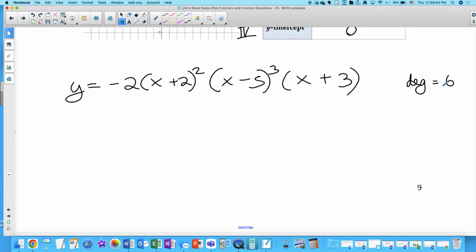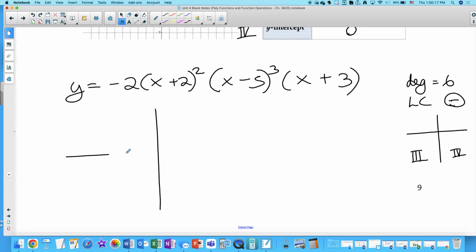Leading coefficient? Negative. Yes. So that is going to, it's even, negative leading coefficient. It's going to start here and here. Okay. I'm not even going to worry about my y-intercept. I guess I could, but let's just worry even just about the zeros here. What are my zeros? Negative 2. -2. 5.